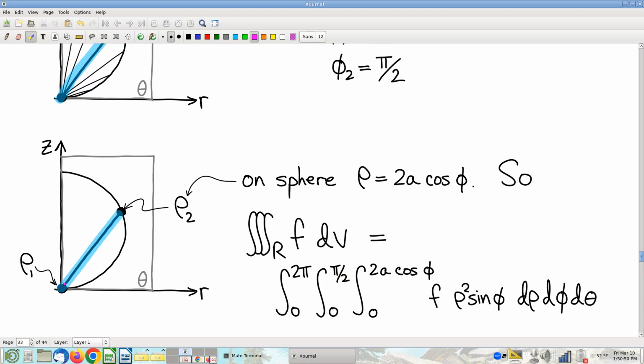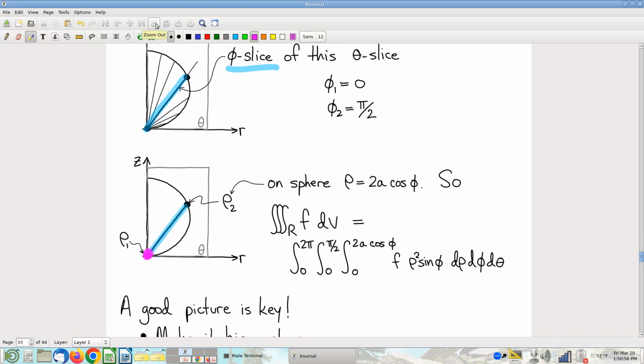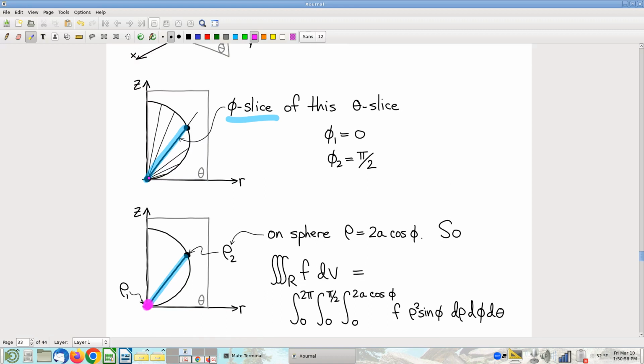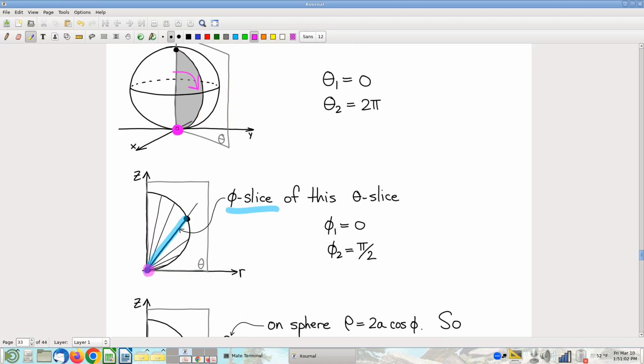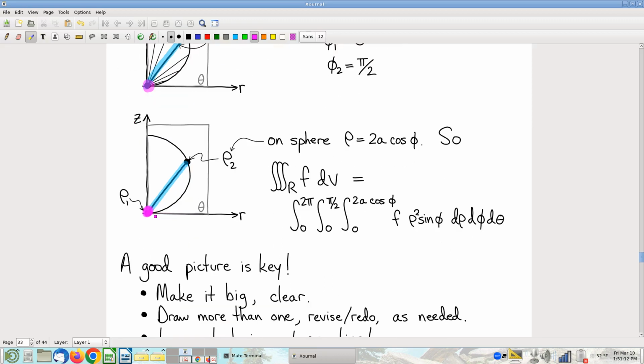The first value of rho is at that point. Let's remind ourselves what is going on there. What is that point? That point is actually the origin, where rho is equal to 0. And so our starting value of rho is 0. Everybody on board?